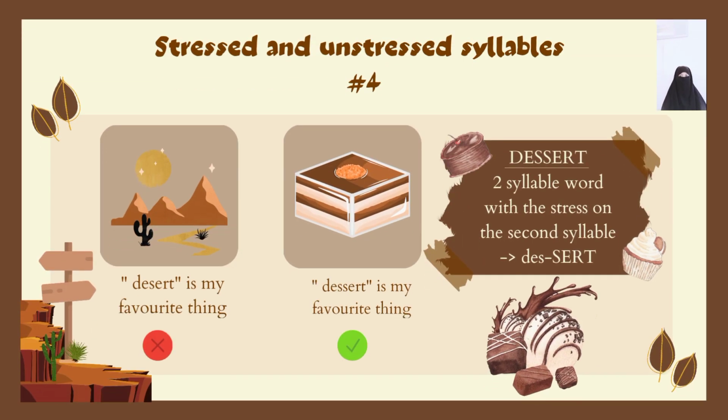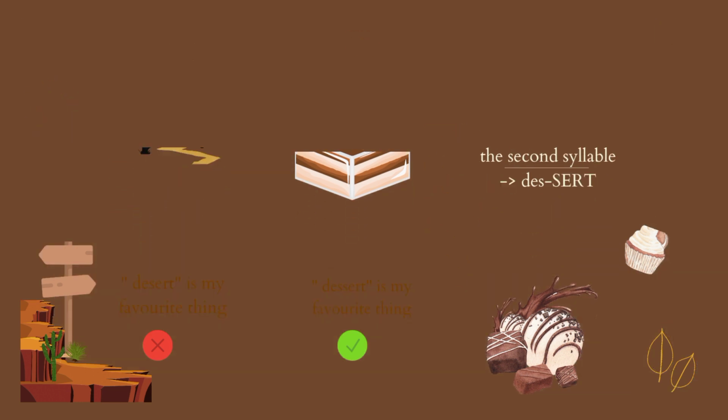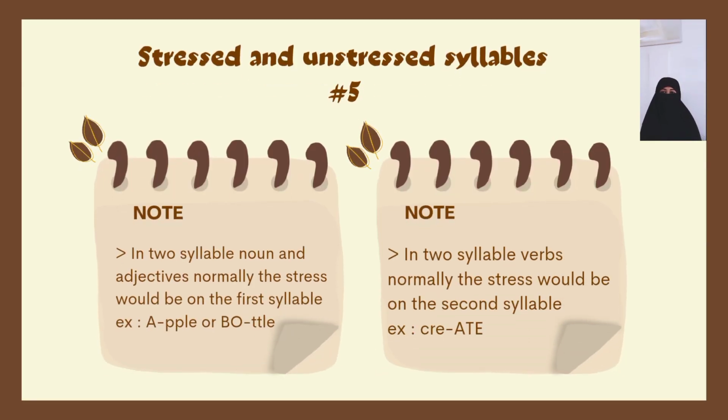Desert is my favorite thing. It's kind of strange. I think what you want to say is dessert is my favorite thing. Now that I can understand. Dessert is a two-syllable word with the stress on the second syllable. You can do like this. Dessert. So how do you know which syllables to stress?